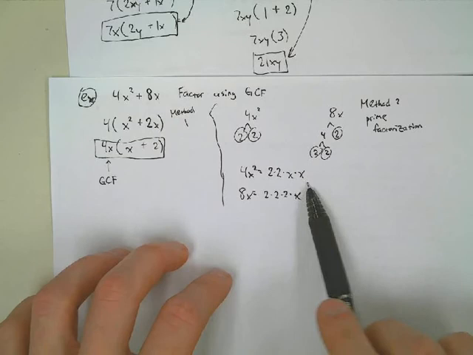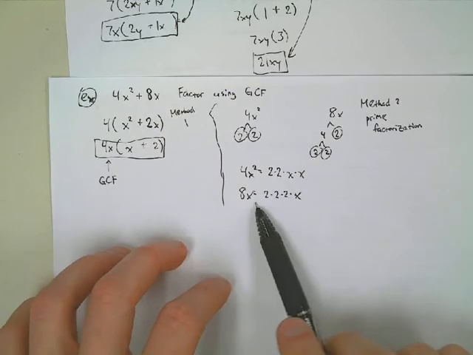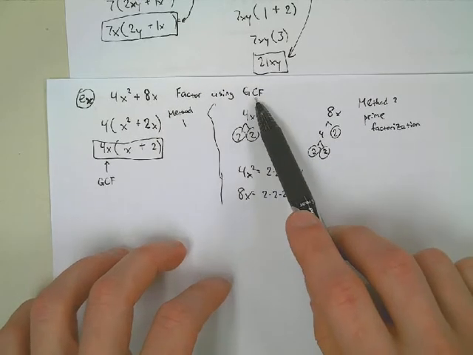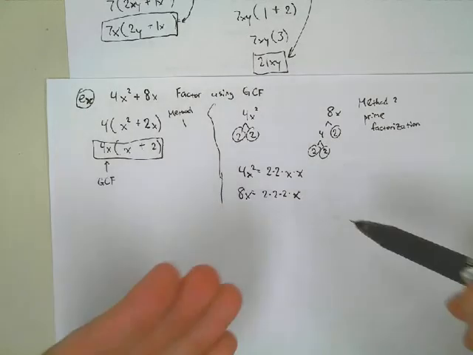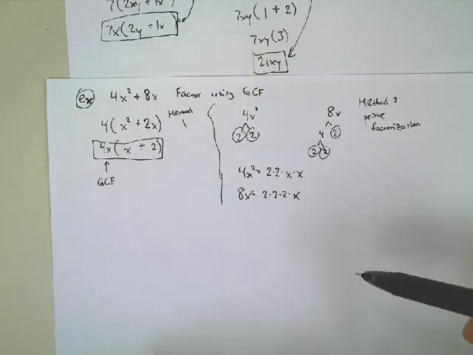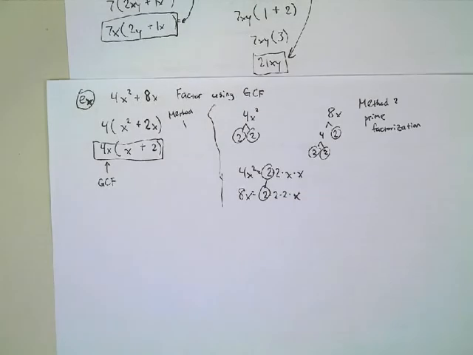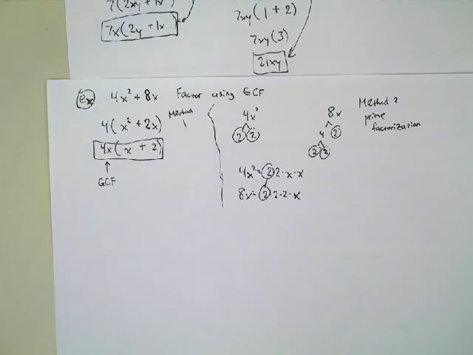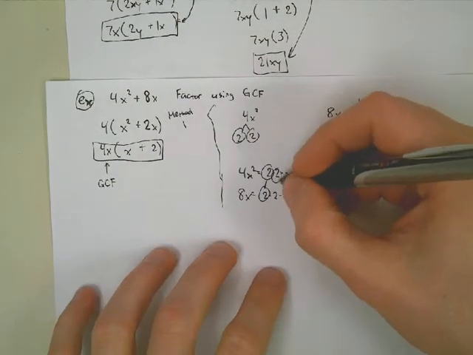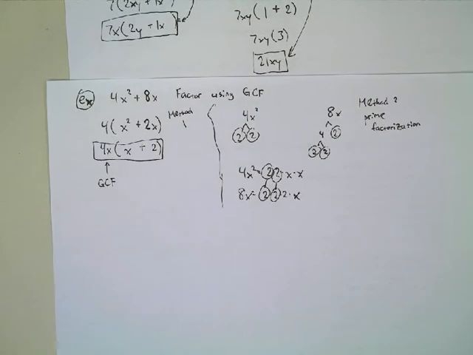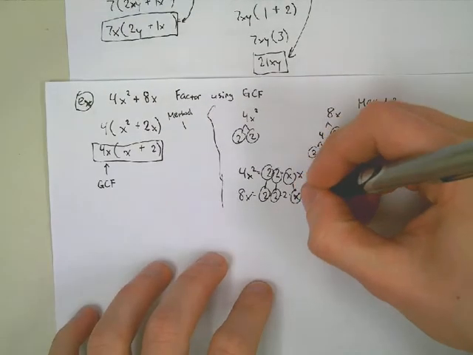Okay, so I see a 2 and a 2. We have any other pairs? Another 2 and 2. Any other pairs? X and X. Okay, so all these pairs, 2, 2, and X, is your greatest common factor. 2 times 2 times X is your greatest common factor.